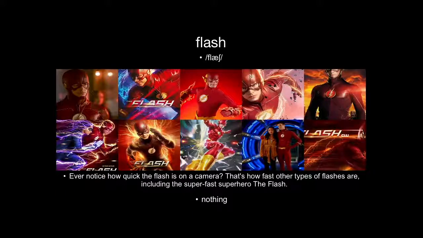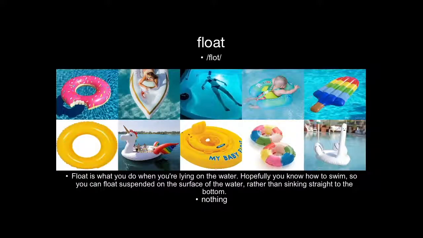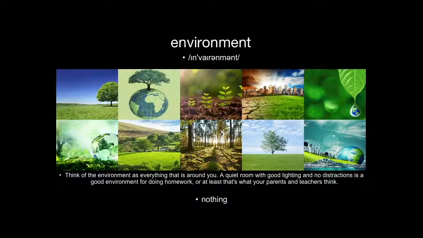Flash, flash. Ever notice how quick the flash is on a camera? That's how fast other types of flashes are, including the super-fast superhero the Flash. Float, float. Float is what you do when you're lying on the water. Hopefully you know how to swim, so you can float suspended on the surface of the water, rather than sinking straight to the bottom. Environment, environment.